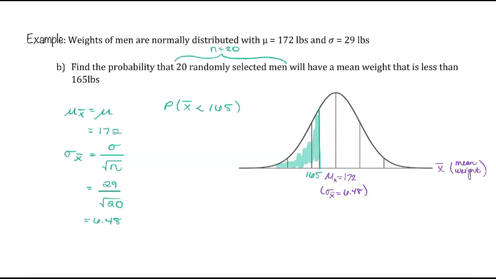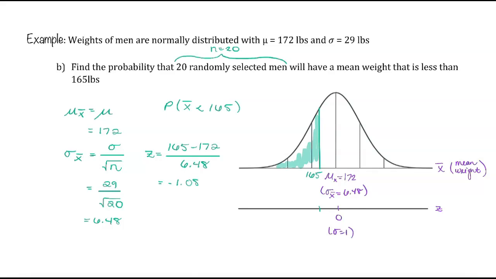We again will translate to our z-scores, where the mean is 0 and the standard deviation is 1. And we'll find the z-score that corresponds to 165. This time, we have z equal to 165 minus 172 divided by 6.48, or negative 1.08. Notice that the z-score in Part B is not the same as in Part A. We have a different standard deviation.